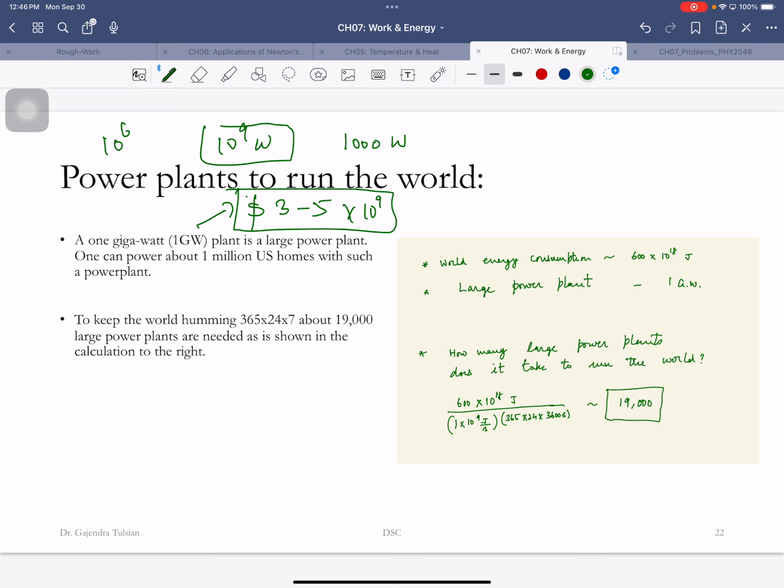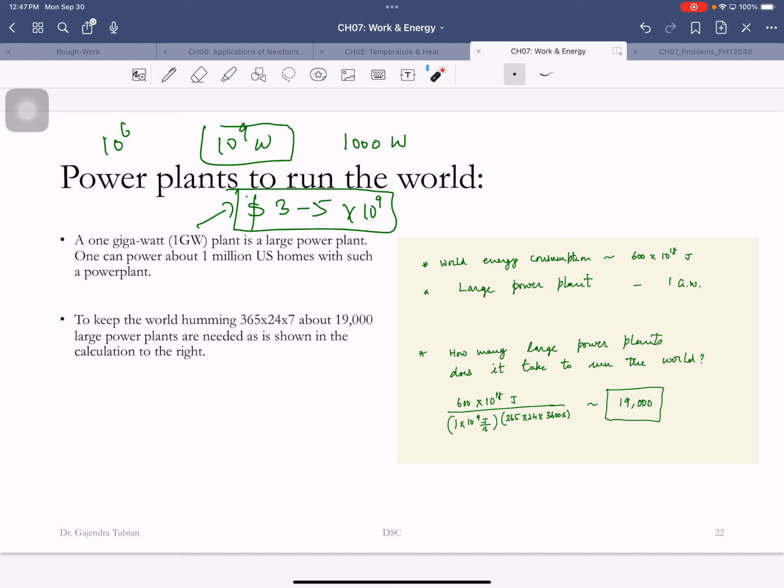Okay, to run a plant and to build a plant like that. All right, I'm just giving you numbers all over. So this is how much energy you need to run the world in a year. That's how much energy you need in a year, and in a year, that's how many seconds there are. So joules per second, that'll come out in watts, and we'll divide that by a Hoover Dam. That tells you how many Hoover Dams you need to run the world.